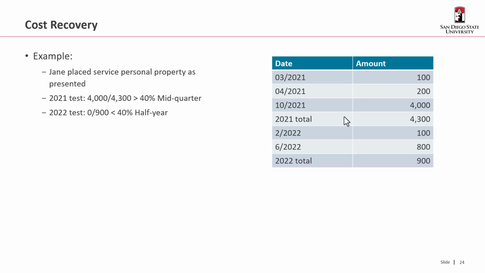Versus the 2022 test, where I have not put anything in service in the fourth quarter. That's less than 40%, so everything gets the half year. And even if I place something in service in September, October, that's not the fourth, September's not the fourth quarter. Even if I place something in service in November, as long as it didn't amount to more than 40%, I'd still use the half year convention for that.